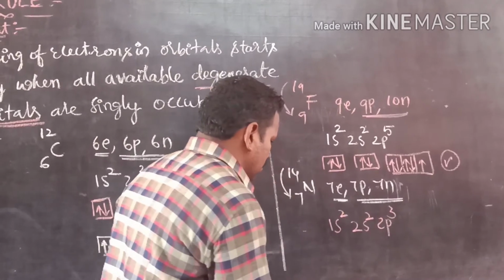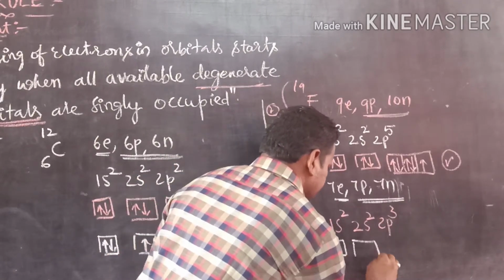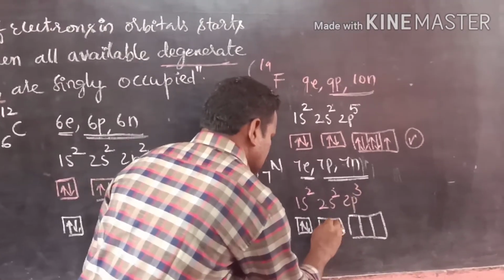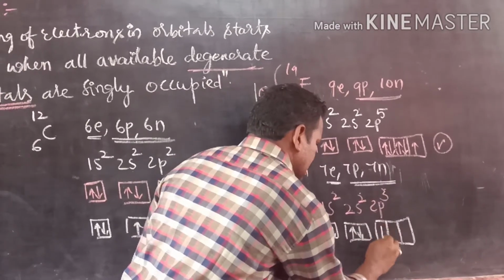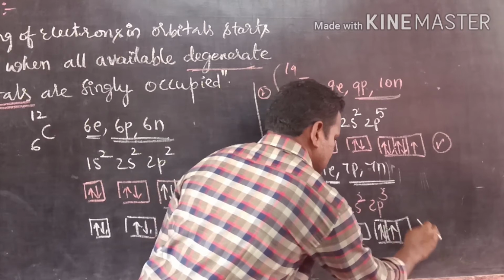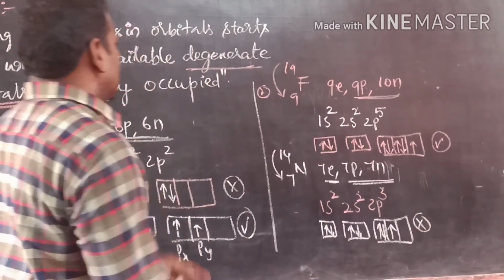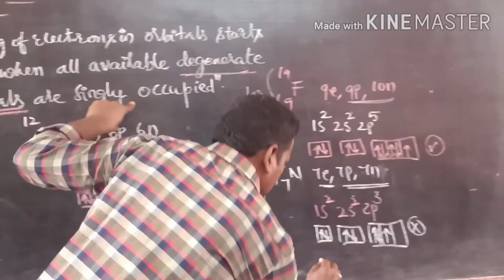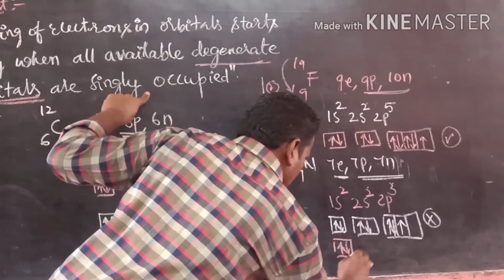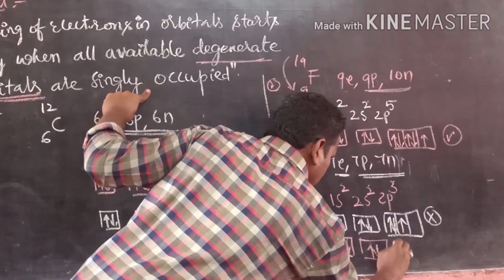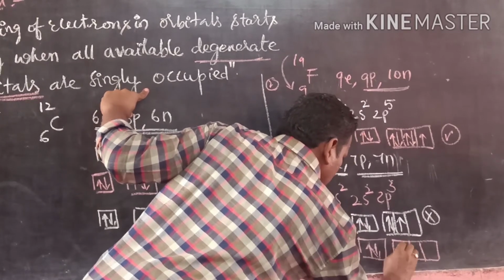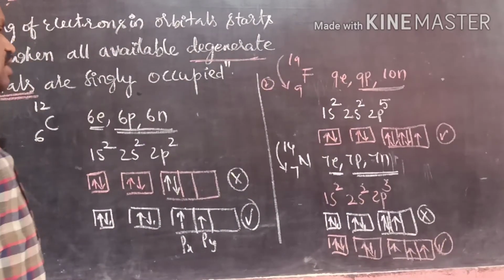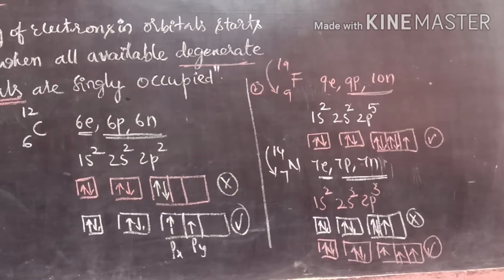Now as per the Bohr-Bury model, we can draw like this. Here in 1s, 2 electrons are there, in 2s, 2 electrons are there, in 2p, 3 electrons: 1, 2, 3. This is the wrong representation. Why? Because pairing of electrons starts only when every orbital is singly occupied. Then what is the correct representation? Here 1s with 2 electrons, 2s with 2 electrons, 2p with 1, 2, 3. This is the correct method of representation of electrons in degenerate orbitals.